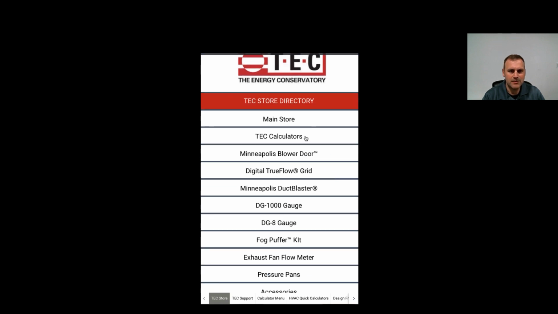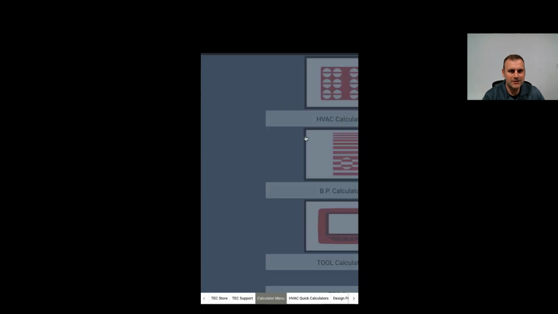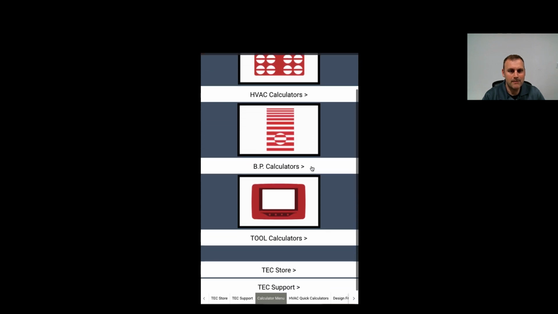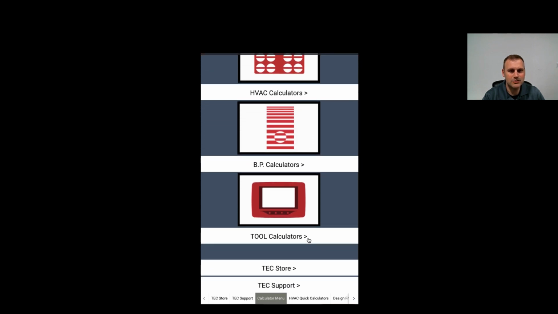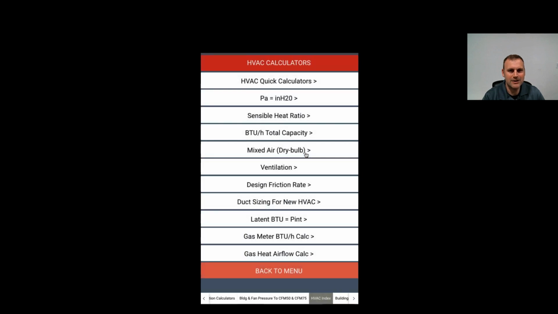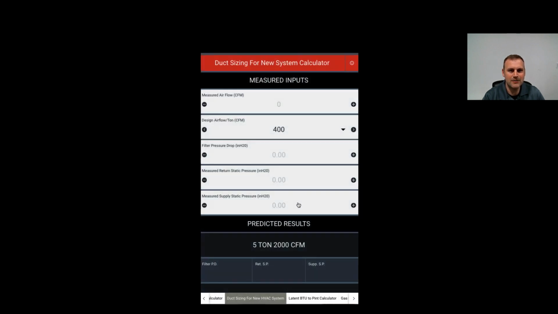Right, the second button, that's what you came here for, that's the calculators, TEC calculators. Let's go into that page. We've categorized these calculators into three chapters: HVAC calculators, building performance calculators, and tool calculators. Now, I don't have time to get through every one of these because it's a video you wouldn't want to watch, it'd be an hour long, but let's just choose a calculator that's a little bit more complex to show you what all the features are. My favorite is duct sizing for new HVAC. Let's go into that one.